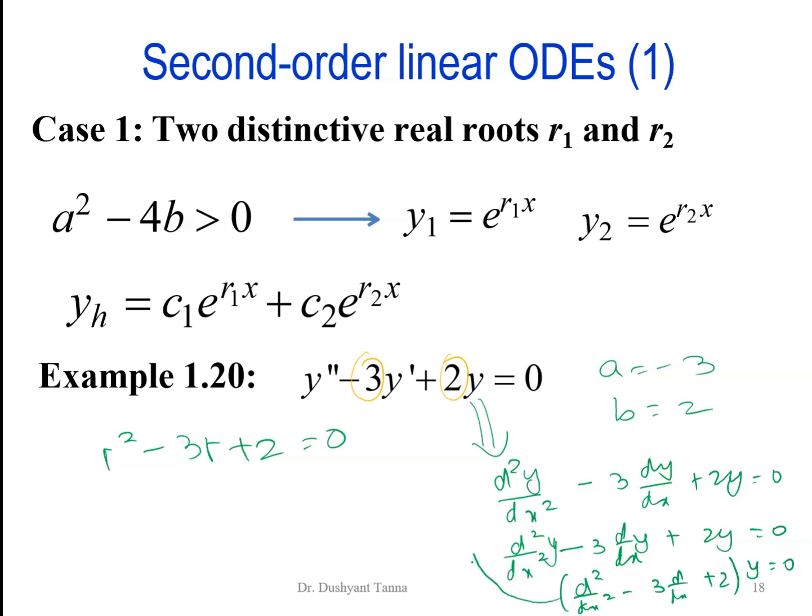Now, if I represent it with some symbol D here, what will it look like? D square, where D is equal to d by dx, minus 3D plus 2. You call it D, you call it r, same thing. So you got that. What you do, get rid of this. If it is second order, you took r square, then r, and then the constant term, right?